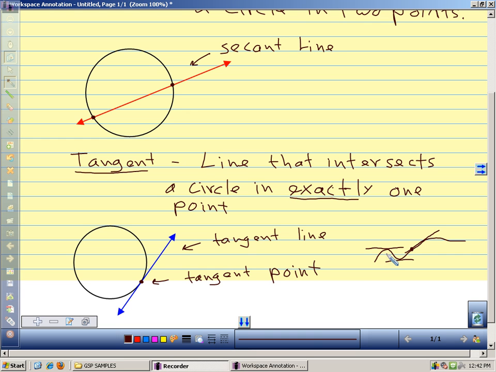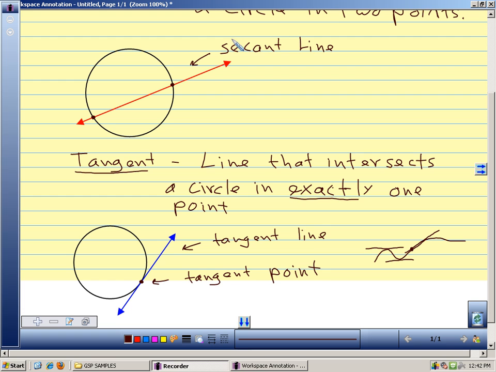Secant and tangent come from Latin. Tangent comes from to touch, and secant comes from to cut. So a tangent line just touches the curve. The secant line cuts through the circle. I thought that was kind of interesting.